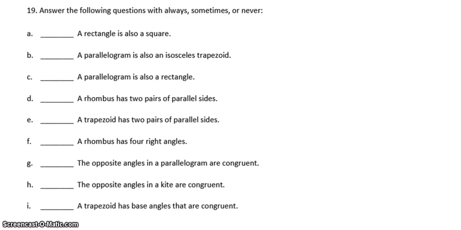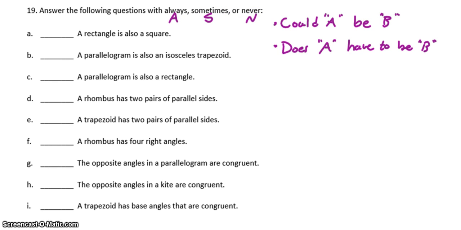Let's take a look at 19. Answer the following questions with always, sometimes, or never. I will write A for always, S for sometimes, or N for never. As we go through this, I want to be thinking about these 2 questions for every single one of these always, sometimes, or never problems.